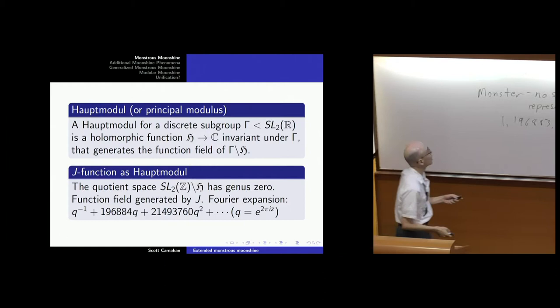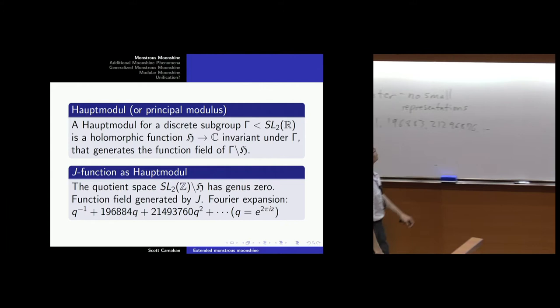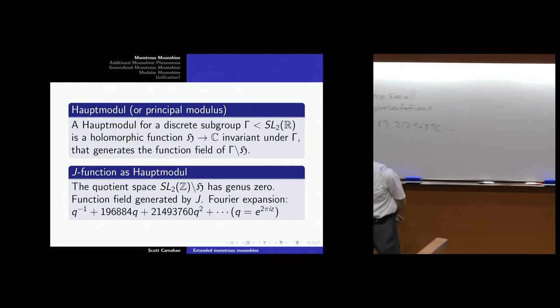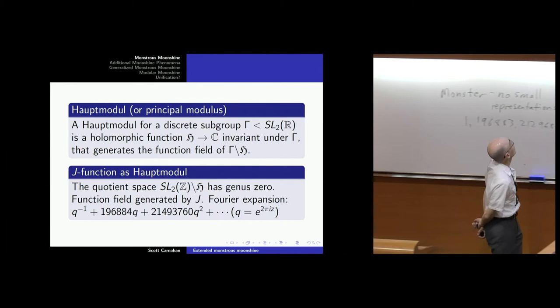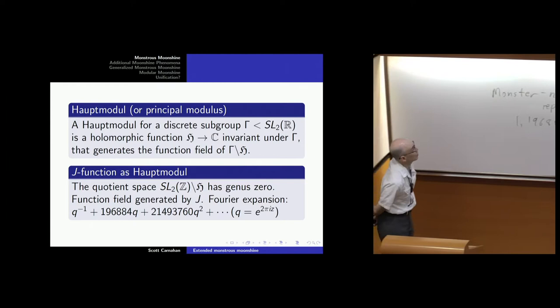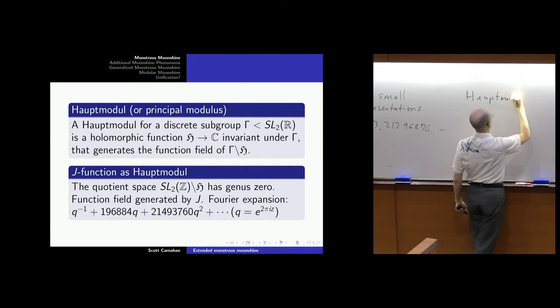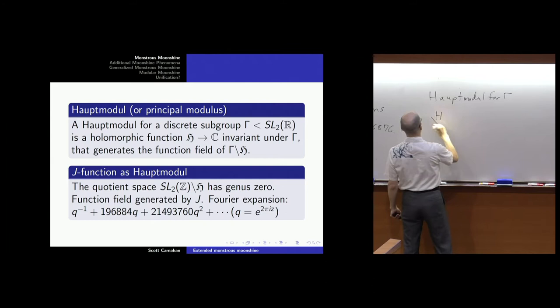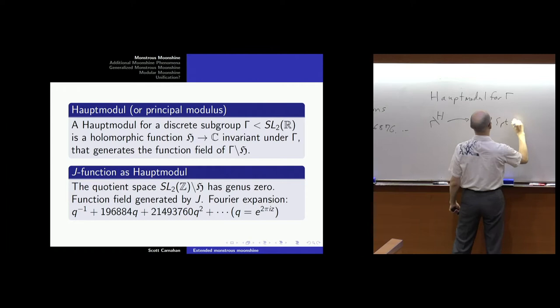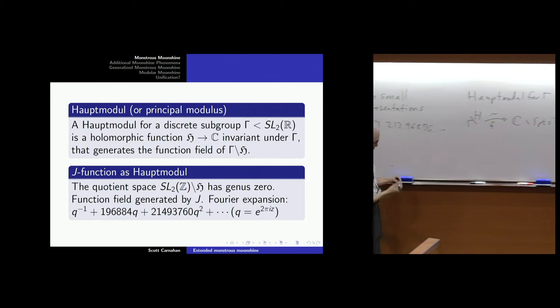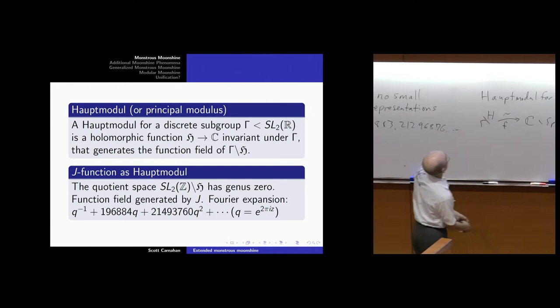Okay, so the other side of moonshine is a theory of genus zero modular functions, in particular, these objects called Hauptmodules. A Hauptmodule is a holomorphic function. It's invariant under some discrete subgroup that acts on the upper half plane, and the quotient is genus zero. So it's invariant under a genus zero group, and it generates the function field of this object. A Hauptmodule for gamma is a function that takes H mod gamma to C minus finitely many points, and it witnesses this isomorphism. In particular, the J function is a Hauptmodule for SL2Z.